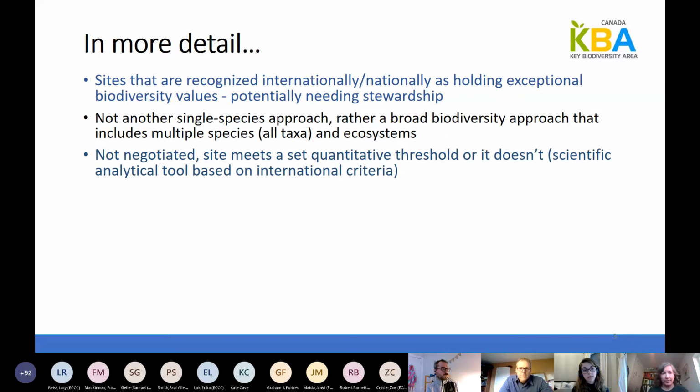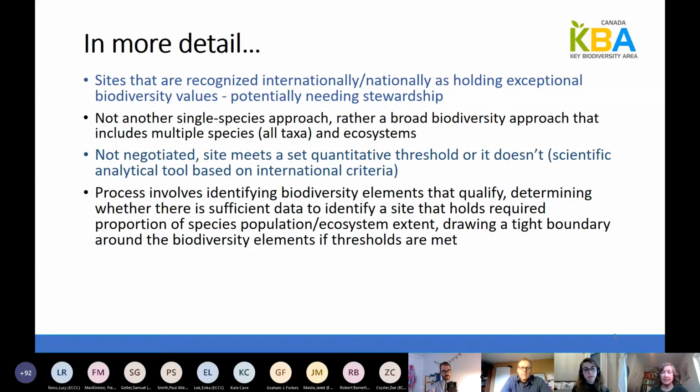These sites are not negotiated. The site meets a set quantitative threshold, or it doesn't. So it's a scientific analytical tool based on international criteria. So a place either is or it isn't a KBA, depending on whether it holds enough of a biodiversity element within the site to meet those standards.